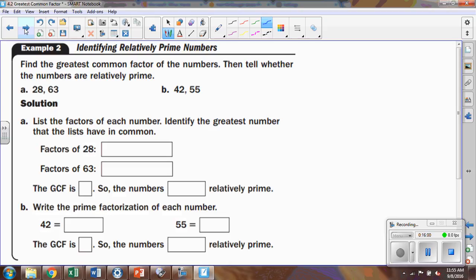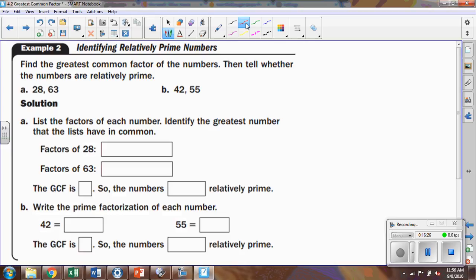Next, we need to identify relatively prime numbers. Relatively prime numbers have only the single common factor of 1. And so we could once again do this 2 different ways. We can do it by creating a list of factors. We could also do it with prime factorization. We'll see how to do it both ways. Then you can pick the way that you like to do it.